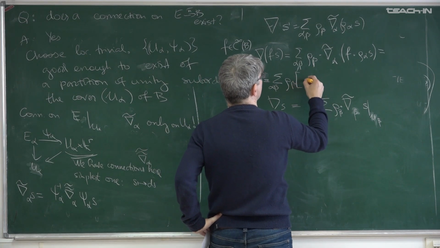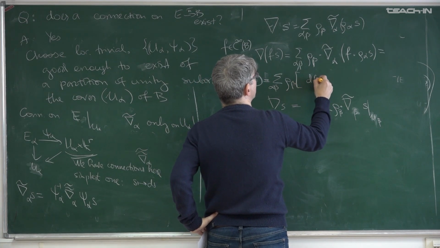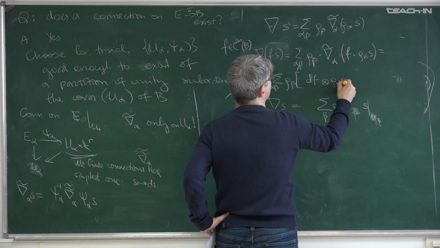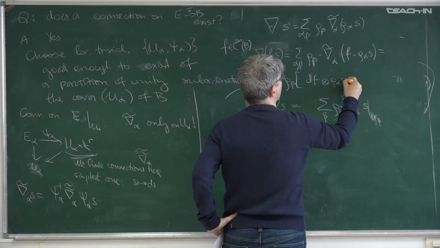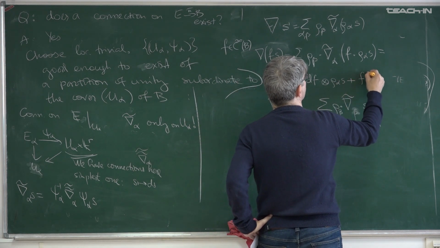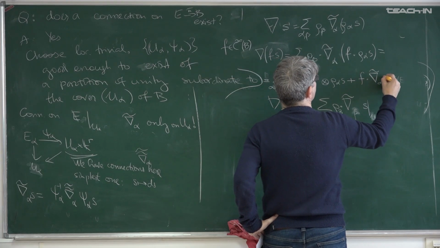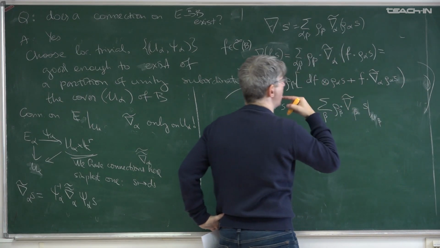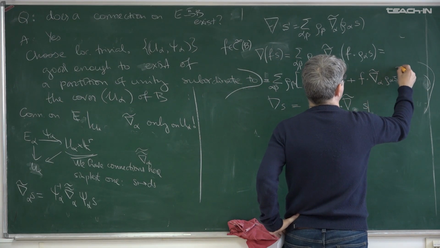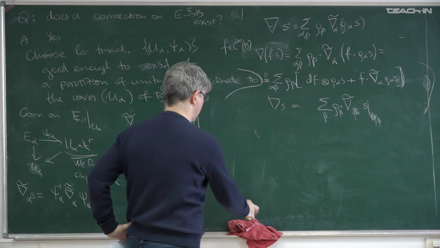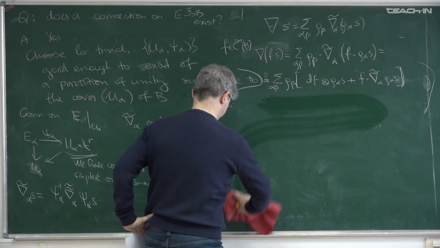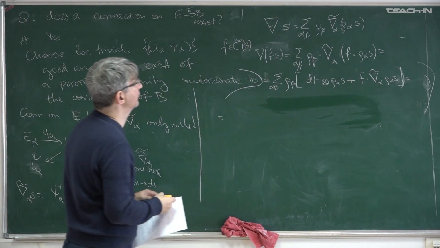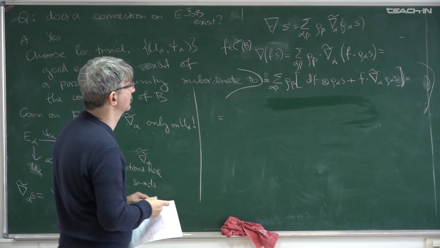What is the additional term? First one is the derivative of f times the product of rho alpha and s. And then f goes out. Okay? Let us rearrange what is written here.